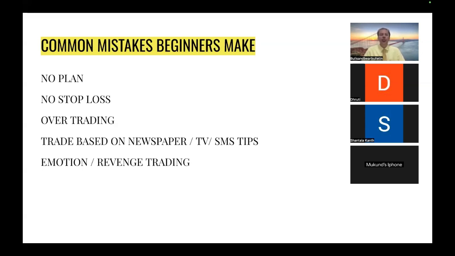Then he will try to pick up another company, and the same thing happens, and he'll pick another company, and he will do overtrading and end up actually losing more money than making. So overtrading should be avoided. This is another common mistake we find in a beginner's method.